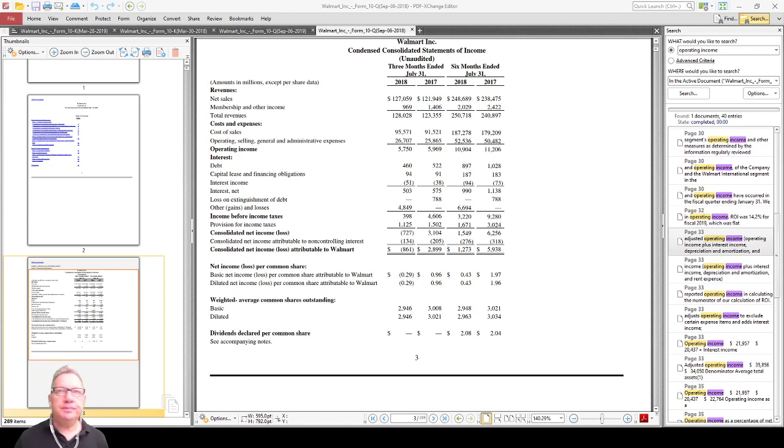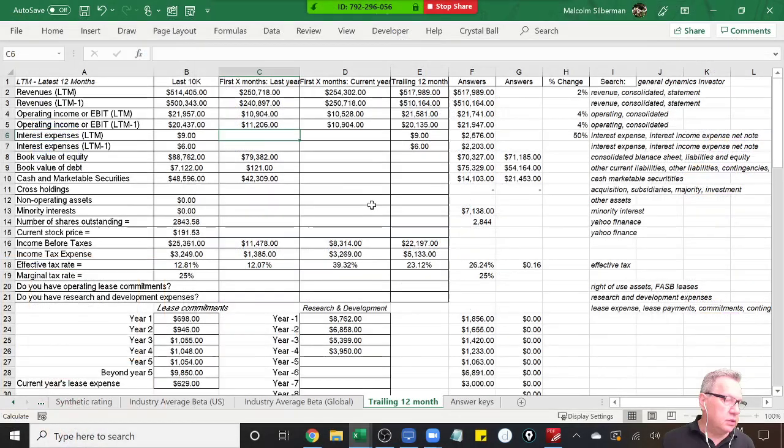Okay, you ready? Yeah. So now what we can do is, what's next? Let me bring you back to the sheet and show you where we are. We're going to do the interest expenses, and those are fairly easy to get to.